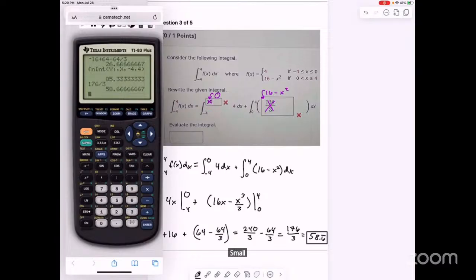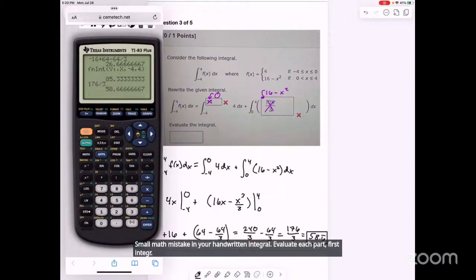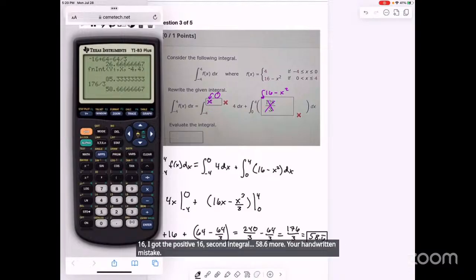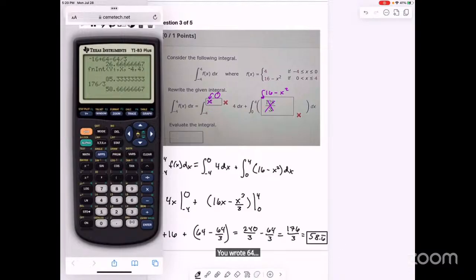Small math mistake in your handwritten integral. Evaluate each part. First integral, 16. I got the positive 16. Second integral, 58.6 bar. Your handwritten mistake, you wrote 64, then you wrote 240. The math is actually fine, but you wrote, okay. Your second image shows 58.